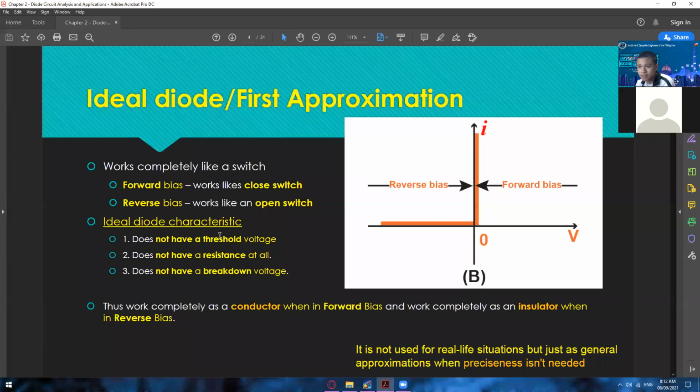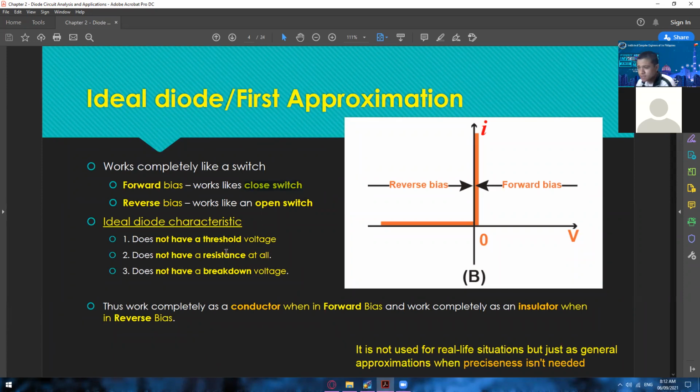We call that the threshold voltage of that specific diode. In an ideal diode, we don't consider the threshold voltage. So if it's silicon and forward bias, then it's a closed switch. And if it's germanium, it's still a closed switch. So they are just the same in an ideal diode. And then second, we do not have a resistance at all.